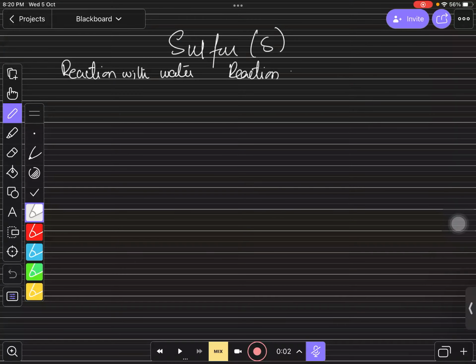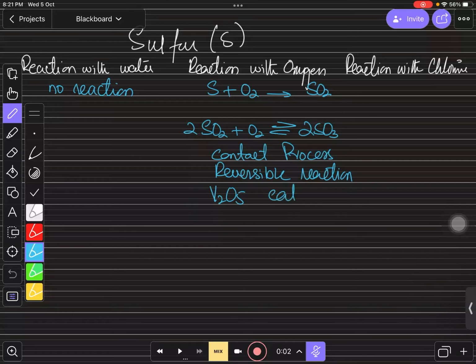This is used in the contact process for the formation of sulfuric acid. This is actually a reversible reaction, and in this reaction you are going to use vanadium pentoxide as a catalyst, and the temperature should be high, 450 degrees centigrade, and the pressure is also high. It is 2 to 3 atmospheres, right? These are the conditions for the contact process.